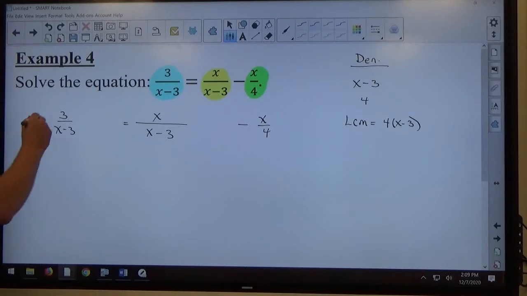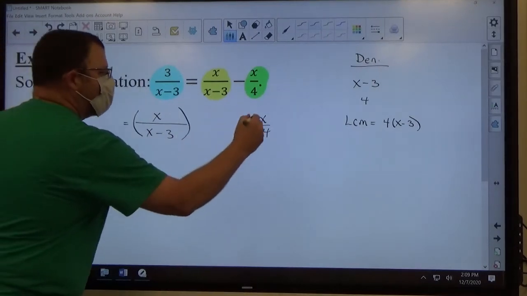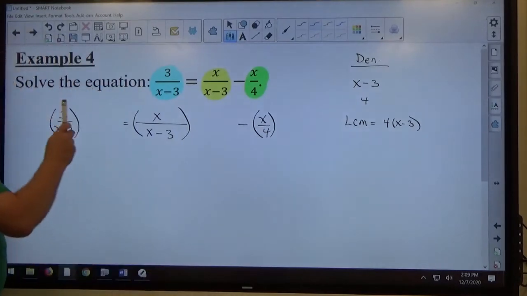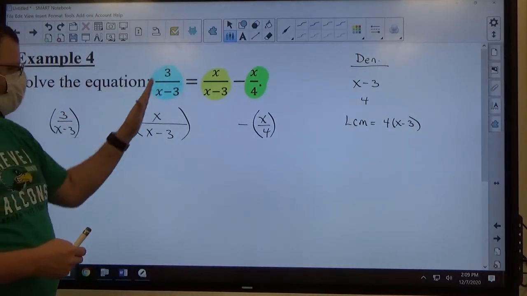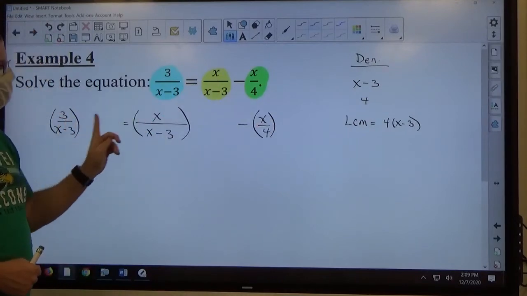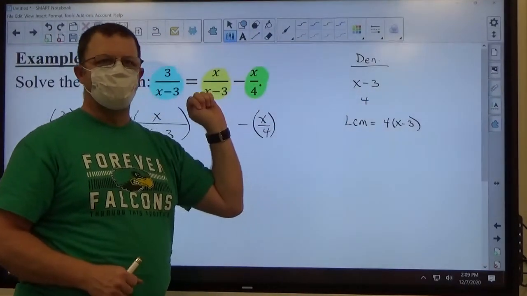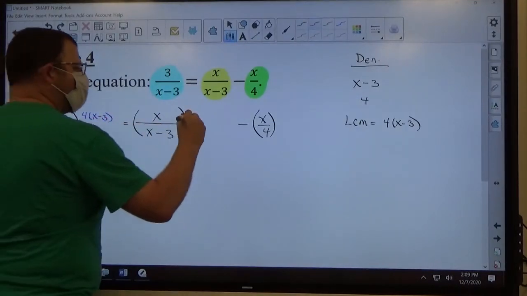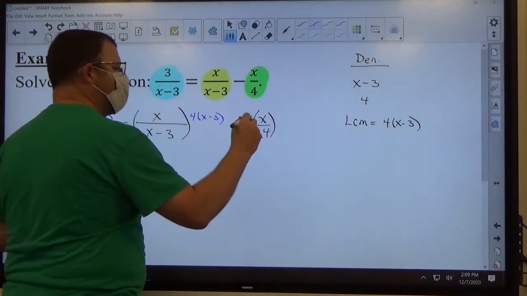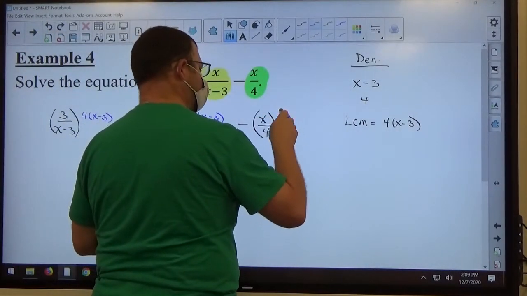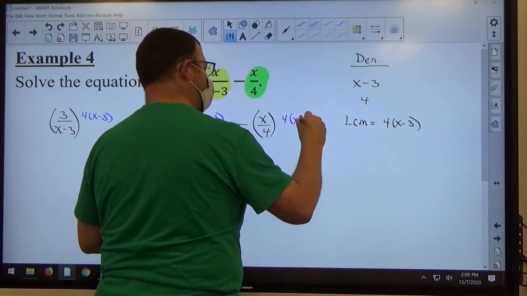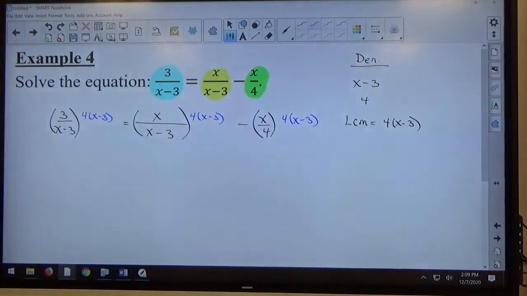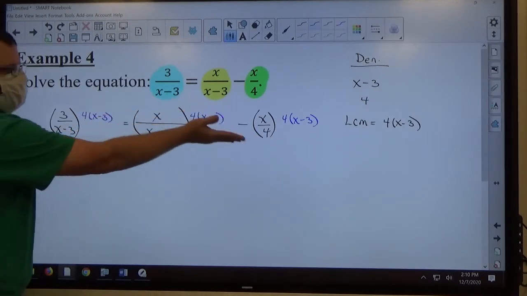Okay, what I'm going to do with the gap in each of these scenarios is multiply each term, the blue highlighted term, the yellow highlighted term, the green highlighted term. I'm going to multiply all three terms times the least common multiple of the denominator. So I'm going to multiply times 4 times x minus 3, multiply by 4 times x minus 3, and multiply times 4 times x minus 3. Just like that. And notice the positioning of 4 times x minus 3. I'm positioning it up on the top of each of these fractions. This is up top, up top, up top.